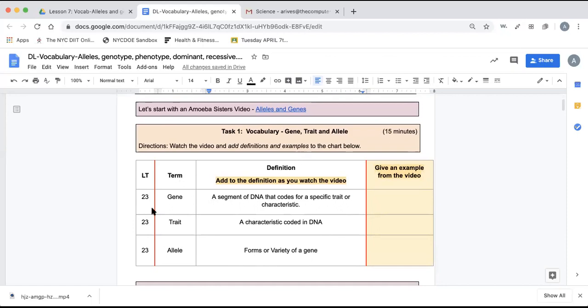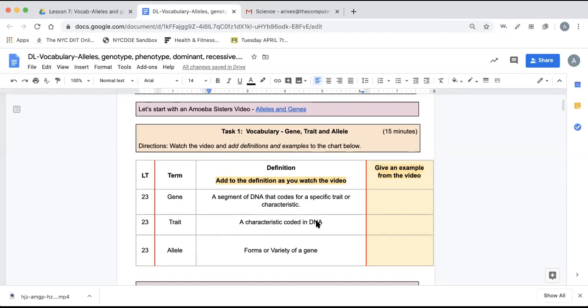So these three words are put together because, just like sister chromatid and chromosome, they go together. So a gene, a trait, and an allele go together. A gene is a segment of DNA. So when we talk about a gene, we're talking about where it is on the DNA. You might see it referred to as section 3000 on chromosome 2. That is the actual DNA that codes for a specific trait or characteristic. A trait is a characteristic coded in DNA. So these two words really go together.